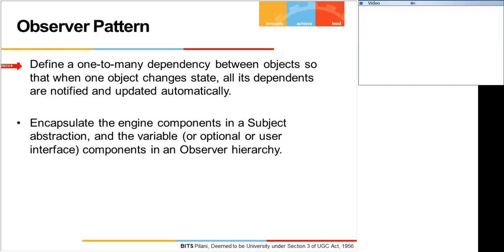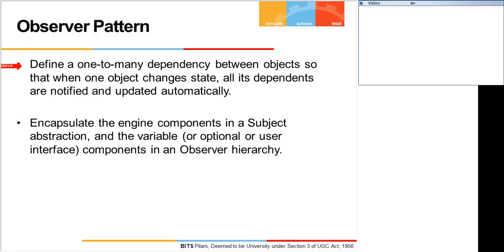The subject has a concept which is called state. Whenever the state of the subject changes, all the observers need to be notified. This is the whole idea behind the observer pattern. There is a one-to-many dependency relationship. One is the main, which is the subject or the observable. The others are observers, which attach themselves to the subject or observable. Whenever the state of the subject changes, the observers attached to it have to be notified so that they can be updated automatically.